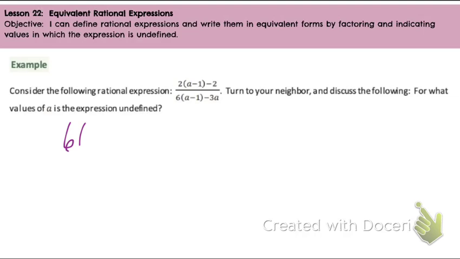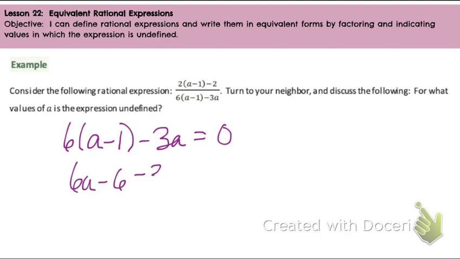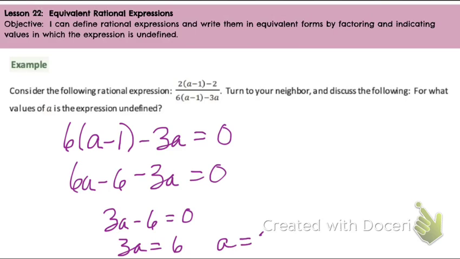I set 6 times a minus 1 minus 3a equal to 0. So I get 6a minus 6 minus 3a equals 0, 3a minus 6 equals 0, 3a equals 6, a equals 2. So when a equals 2, that particular expression is undefined. All right, moving on.